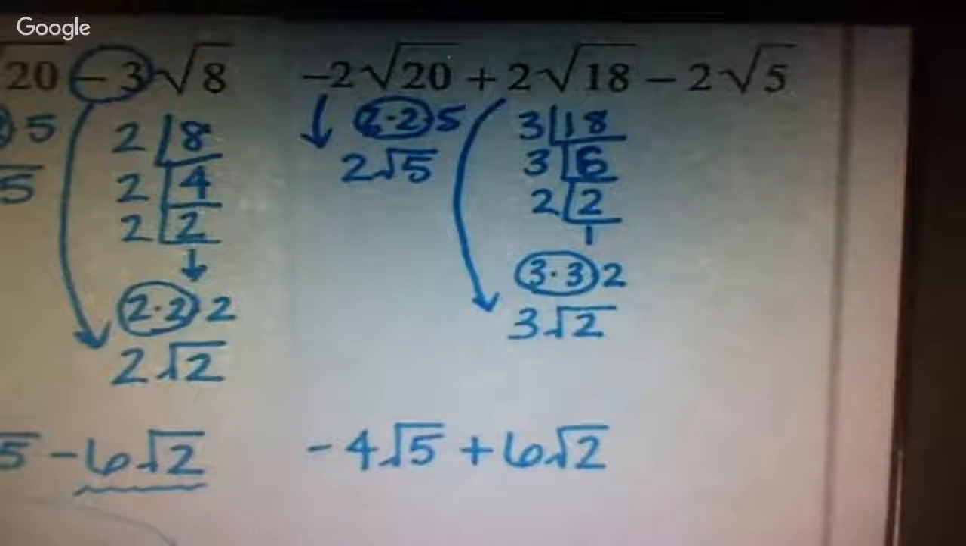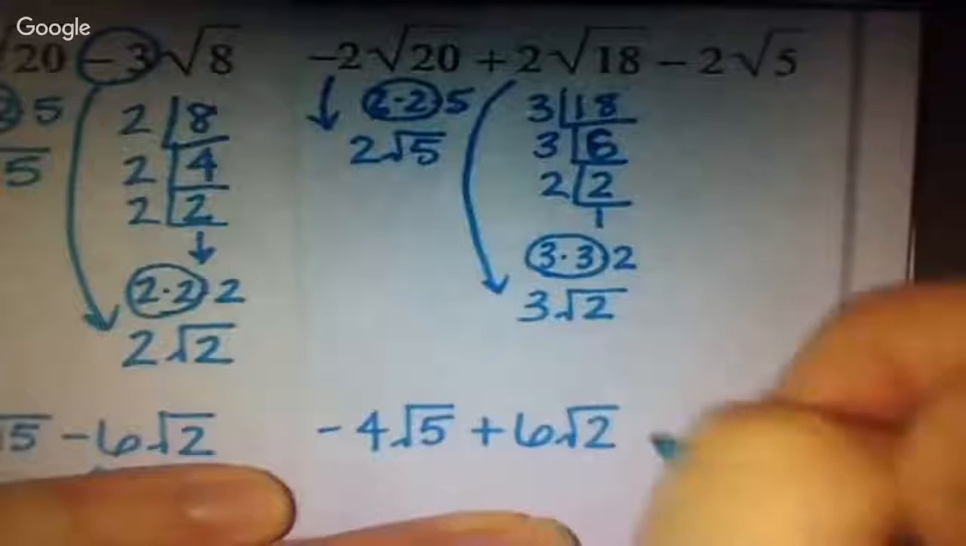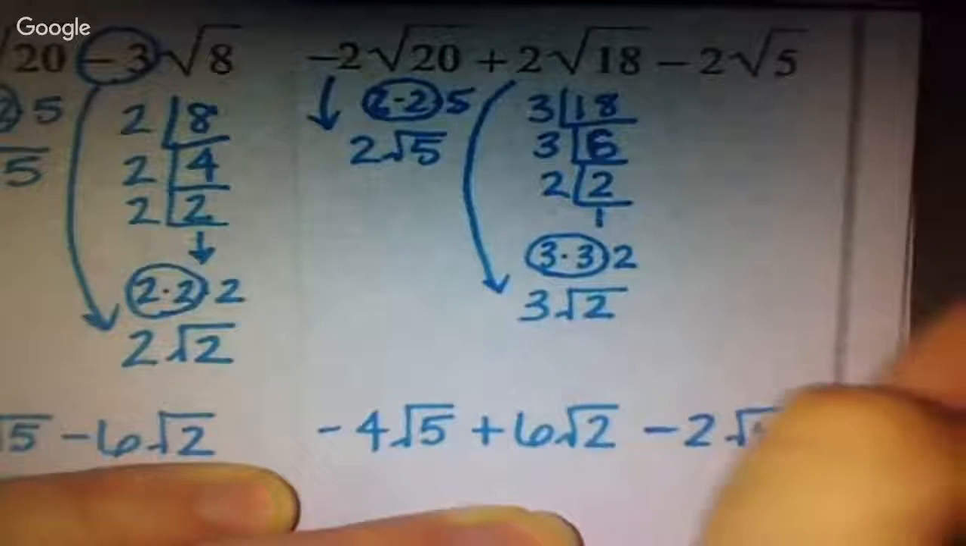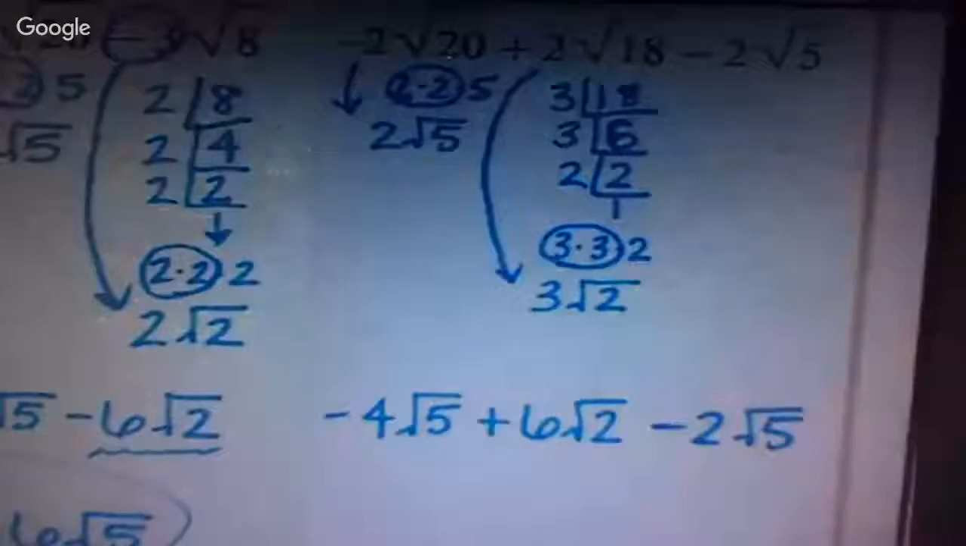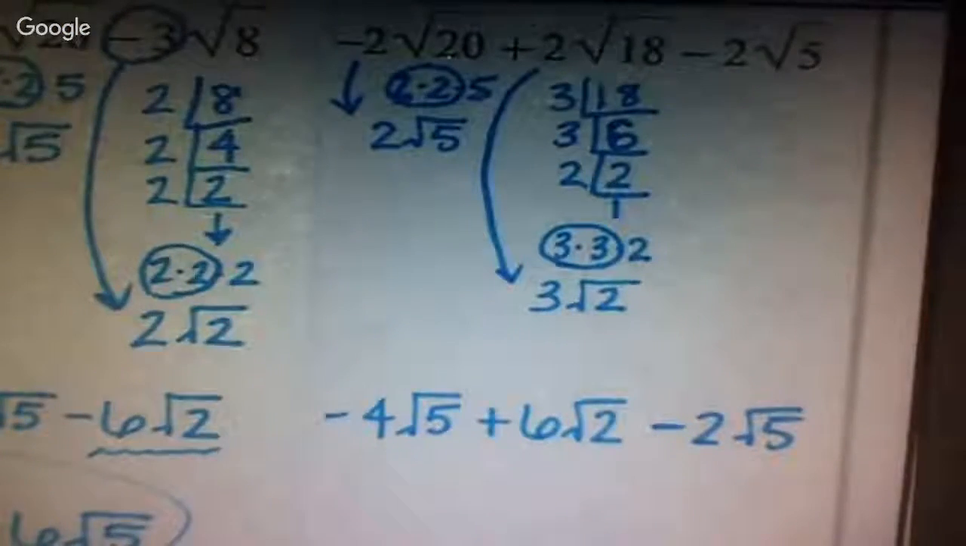Take a look at the last one. Negative 2 square roots of 5. Is 5 prime? Yes, so that one just comes on down. We don't have to do anything. Negative 2 square roots of 5. Okay? So everything's simplified now.